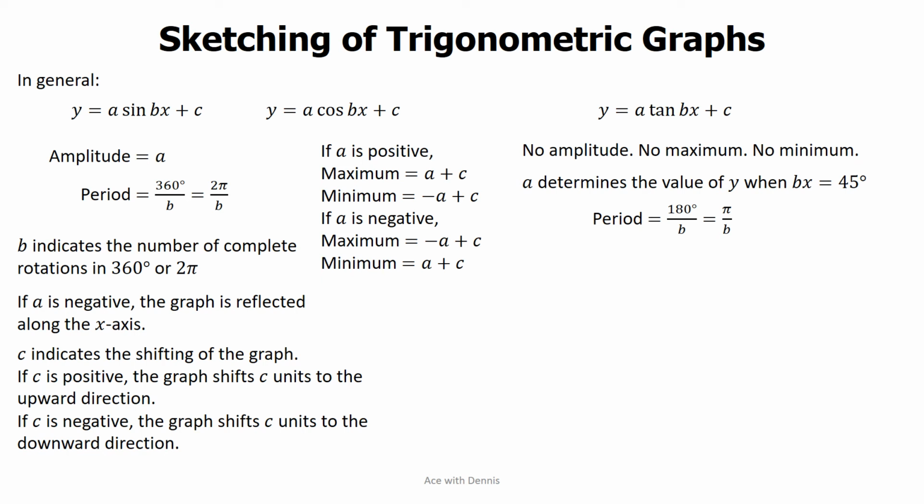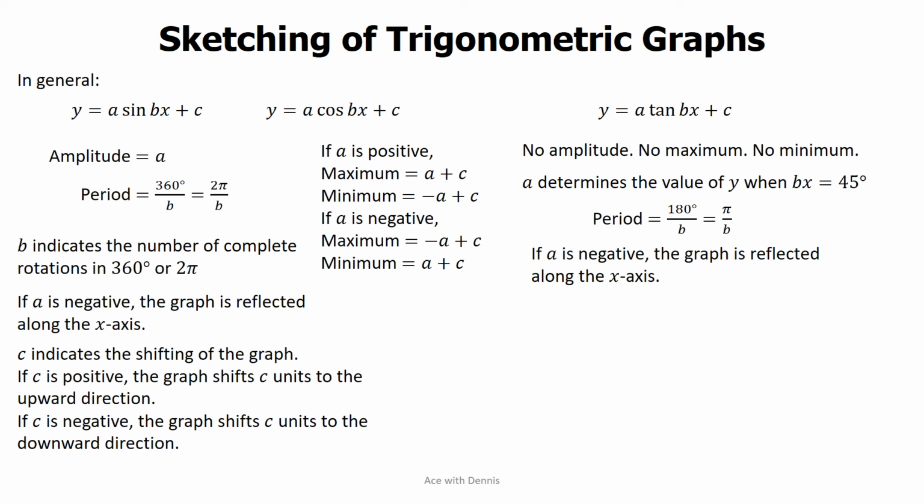Okay, why is it so? Remember, when we looked at the basic graph for the tangent function, I mentioned that every 180 degrees we can see that the pattern of the graph repeats. So that's why the period is 180 degrees divided by b, or pi divided by b.